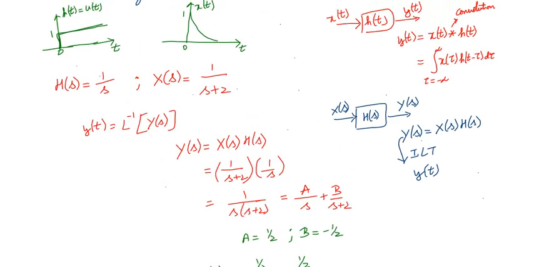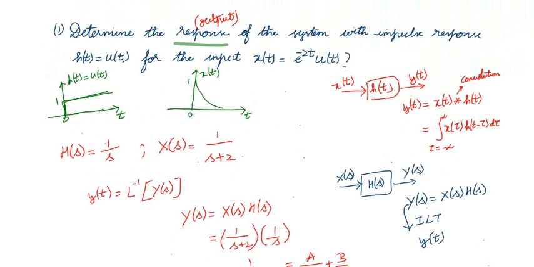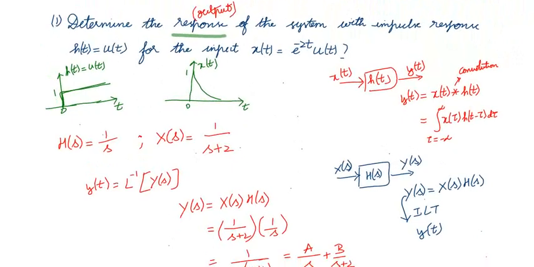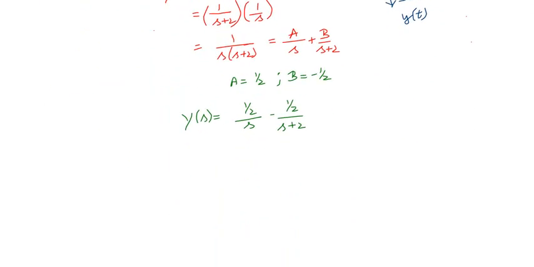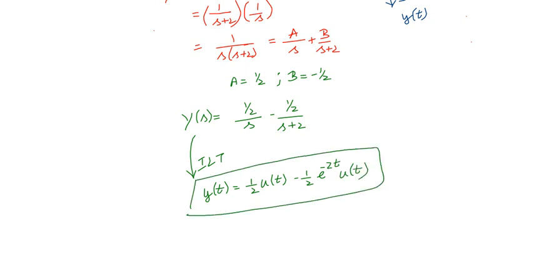What we need is the output, right? Output should be in time domain. Y of t is required. So what do we have to do? We have to take the inverse Laplace transform of Y of s, which is Y of t. So it is 1 by 2. For 1 by s, the inverse Laplace transform is the unit step function. For 1 divided by s plus 2, the inverse Laplace transform is e power minus 2t u of t. So this is the response.